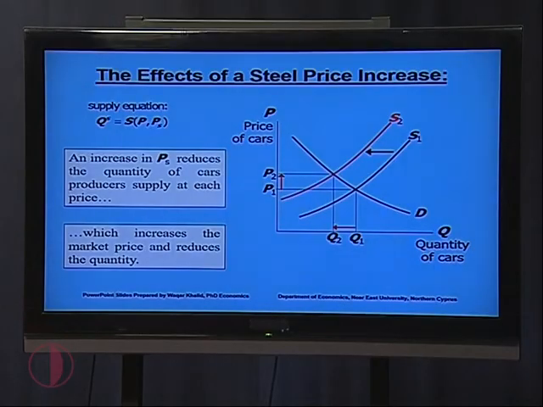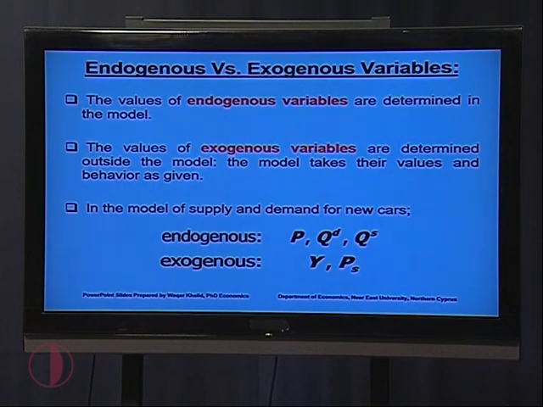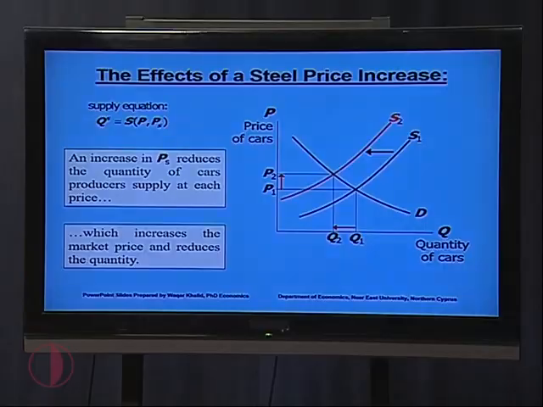That's why the supply curve will shift towards the left side, which increases the market price and reduces the quantity. So due to the increase in the price of steel, the market price will increase, but the quantity will be reduced. The price will increase from P1 to P2, but the quantity will be reduced from Q1 to Q2 in the market. So this was the case of how exogenous variables affect endogenous variables.